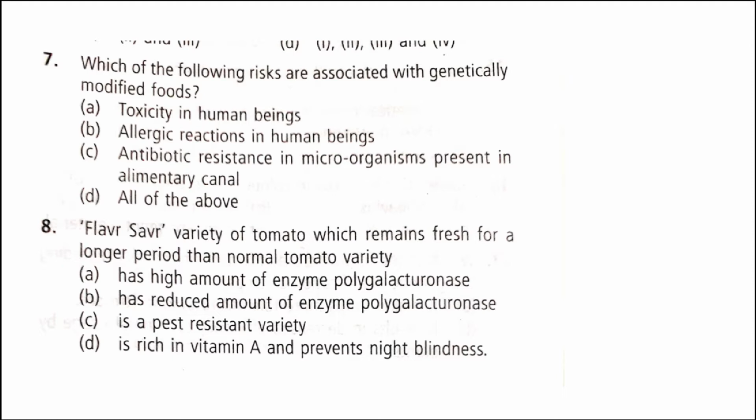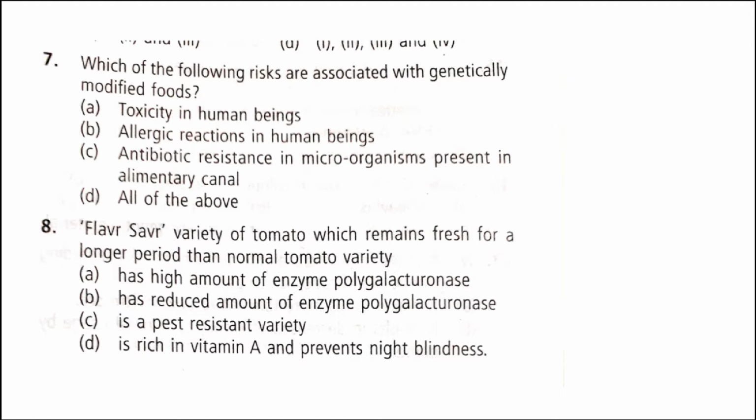Next, flavor-saver variety of tomato which remains fresh for a longer period than normal tomato variety. Option A has high amount of enzyme polygalacturonase. B has reduced amount of enzyme polygalacturonase. C is a pest-resistant variety. D is rich in vitamin A and prevents night blindness. So the answer will be option B.